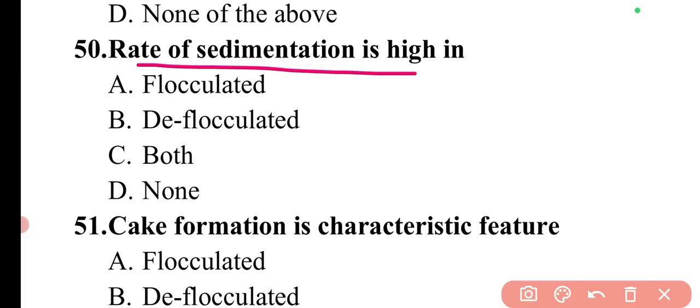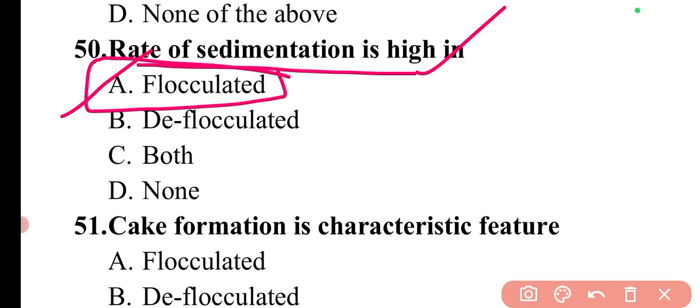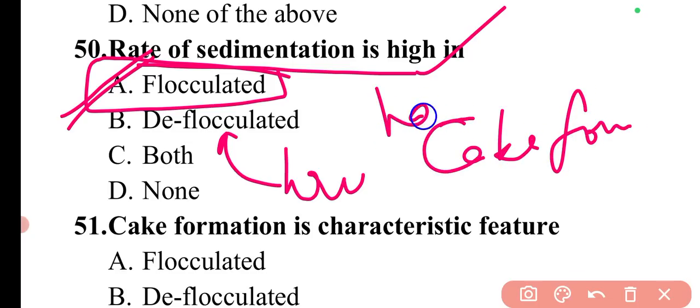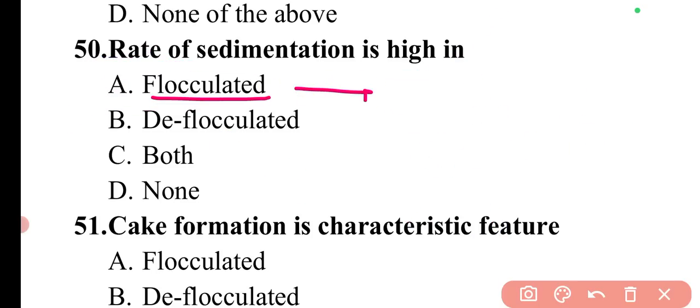Next question is, rate of sedimentation is high in. The rate of sedimentation is high in flocculated suspensions. So here option A is correct, and the rate of sedimentation is low in deflocculated suspension. If the rate of sedimentation is low, then there will be chances of cake formation. Cake formation means a hard cake will be formed that will not be redispersed. In case of flocculated suspension, there will be rapid sedimentation. We can simply shake, and the cake can be redispersed.